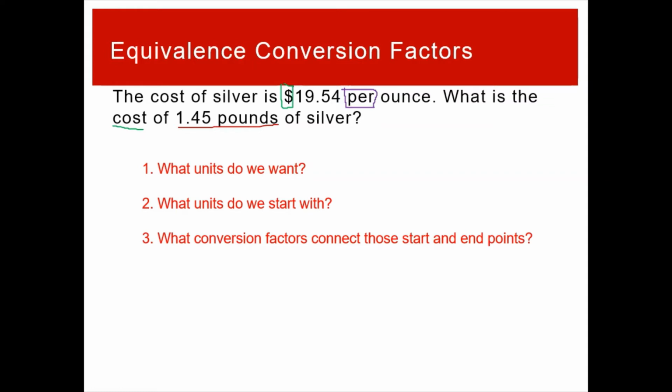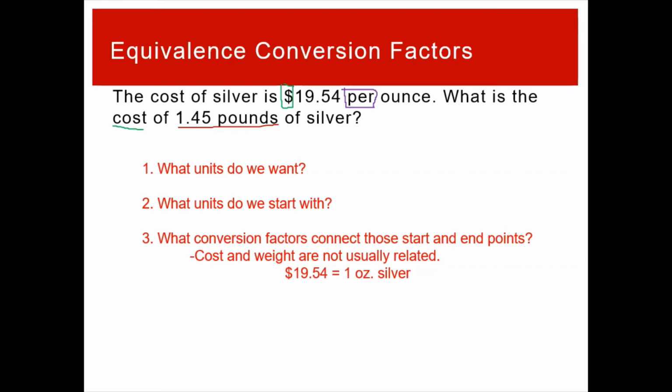Similarly, think about what conversion factors connect those start and end points. Even if we didn't notice the per and all that stuff, when we know we want to go from weight to cost, we can say those two things are not normally related, right? There is no generic relationship of dollars to pounds of anything. It's going to be based off of something that's specific to my material, right? A pound of water costs very different from a pound of printer ink. And so they have different relationships. And that's where this equivalence conversion factor comes in.